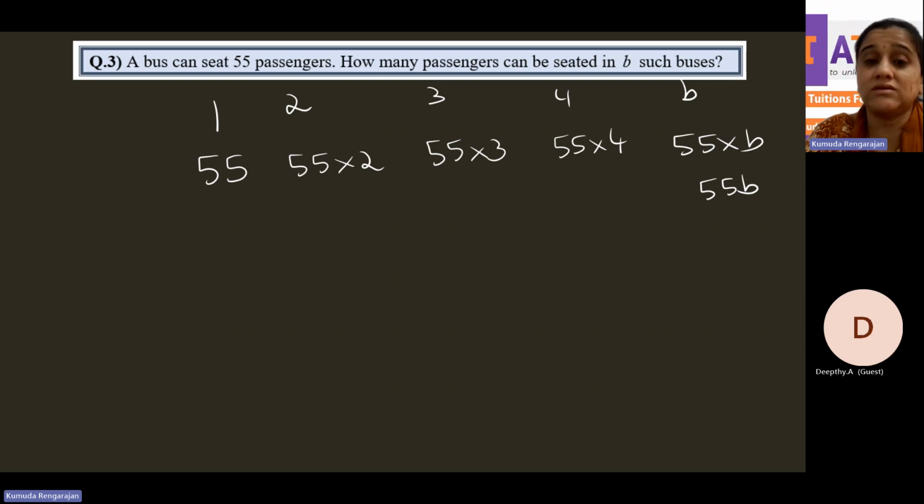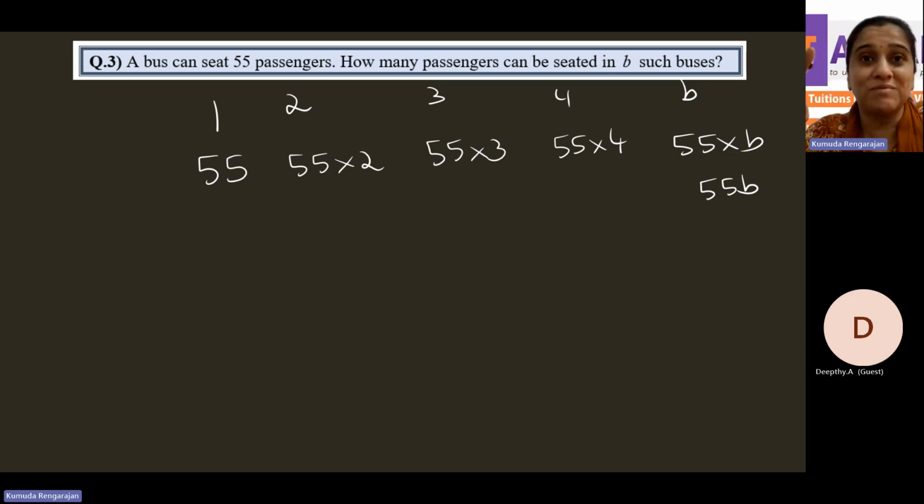Now, when you know the particular term, why should you use x? If you know there are 10 buses, then 55 into 10, 550 passengers. When you don't know how many buses, only then do we take a variable. Supposing for a school trip, if you're going for an excursion and you know that there are 15 buses, then you don't have to take a variable.